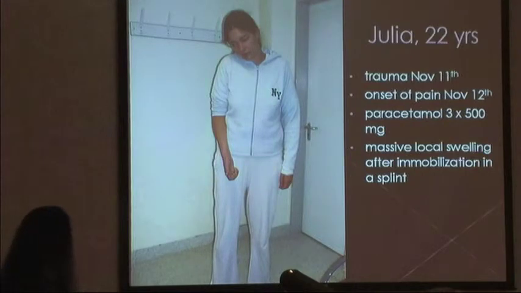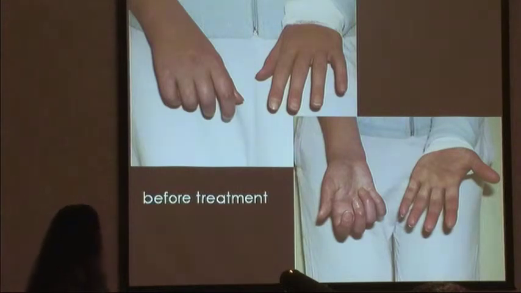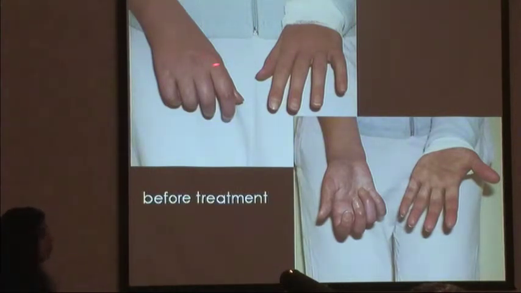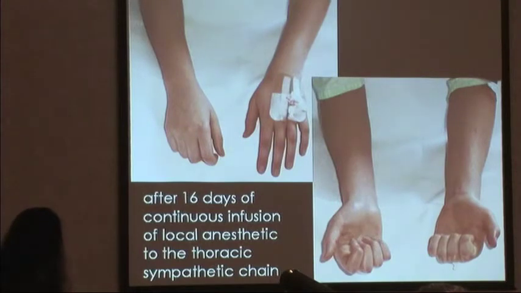I'd like to show you Julia. Julia had a trauma, and she'd been on paracetamol, and she was immobilized in a splint. And this picture you've seen before. And this is what she looked like before treatment, or her hands. The right hand is the affected hand. This was the maximum she could open her hand, and this was the maximum she could close her hand. After 16 days of continuous infusion, we got her hair back. She could make a fist. That was the first result that she experienced herself.